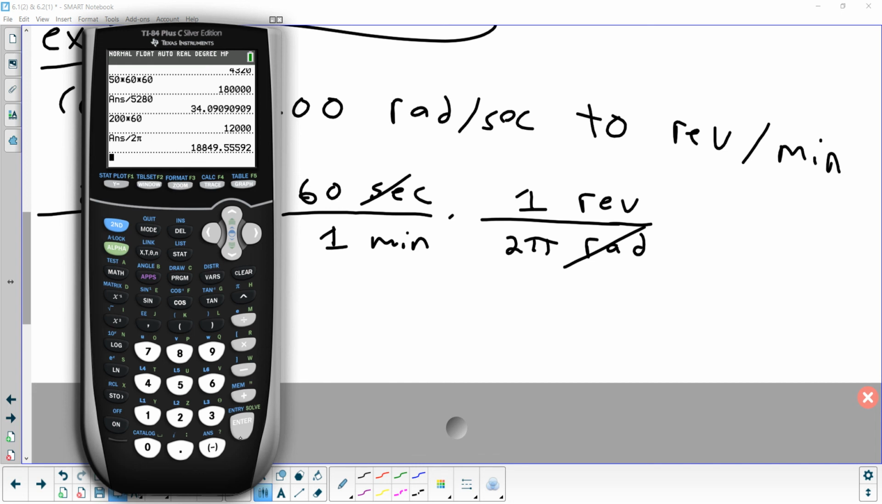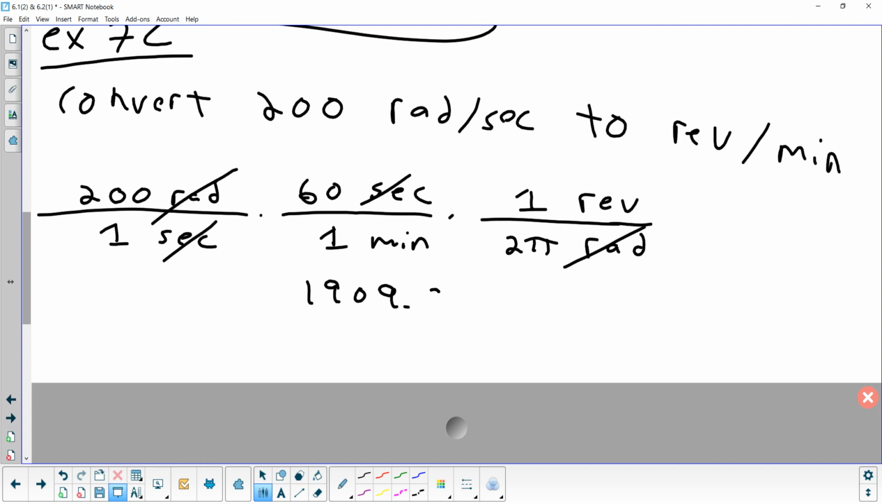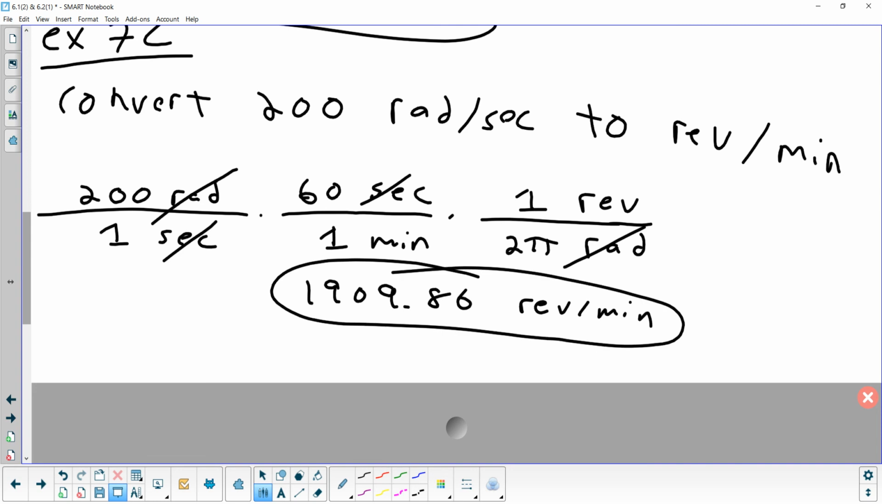I must have typed something wrong. When you divide by 2 pi, it can't get bigger than the original answer. 200 times 60 divided by, I probably need parentheses. Probably divided it by 2 and then multiplied it by pi. I knew I couldn't divide by 6.28 and get a bigger number than I started with. So that's 1,909.86, and that is revolutions per minute. We're just going to go to 2 decimal places.